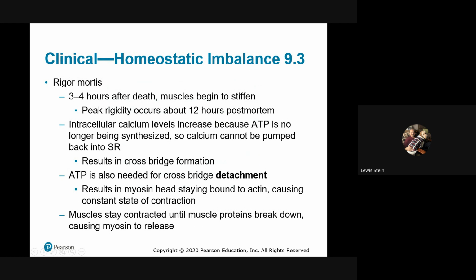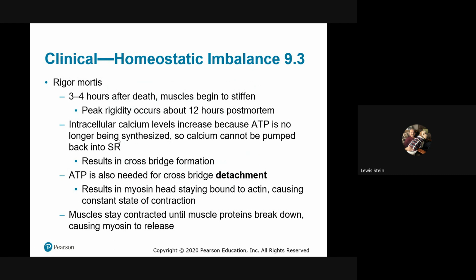The intracellular calcium levels come first. Remember, the person's not living, so there's no ATP. The calcium can't be replaced in the sarcoplasmic reticulum. The integrity of the cisternae in the sarcoplasmic reticulum is what goes first, and it allows the calcium to flood. Now that's the rigidity.